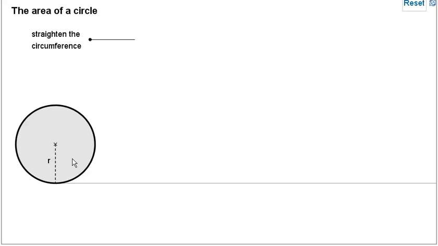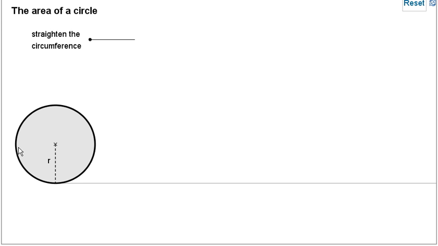Hi, in this video we're going to take a look at what the formula for the area of a circle is and why it works. Before we can understand the area of a circle and its formula, we need to talk a little bit about the circumference of a circle, which is the distance around a circle.